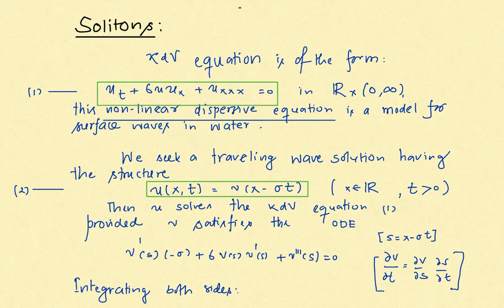The highest order here is 3, so u is differentiated three times: u sub x differentiated again with respect to x gives u sub xx, and again gives u sub xxx. The product of u and u sub x makes the nonlinear part here. This is on R cross (0, infinity), so time is non-negative, from 0 to infinity, and x is some real value. So this is a nonlinear dispersive equation, a model for surface waves in water.